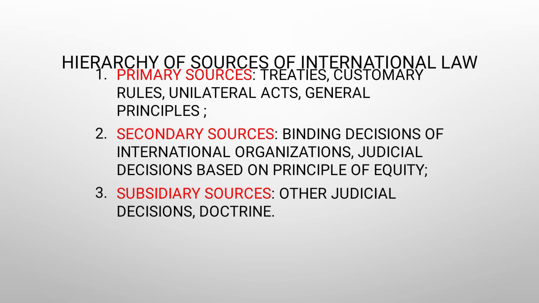Hierarchy of sources of international law. Primary sources: treaties, customary rules, unilateral acts, general principles. Secondary sources: binding decisions of international organizations, judicial decisions based on the principle of equity. Subsidiary sources: other judicial decisions and doctrine.